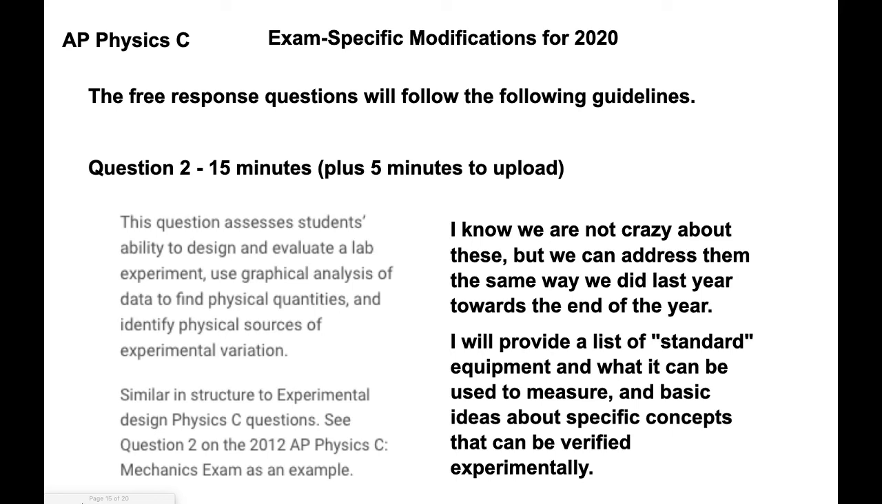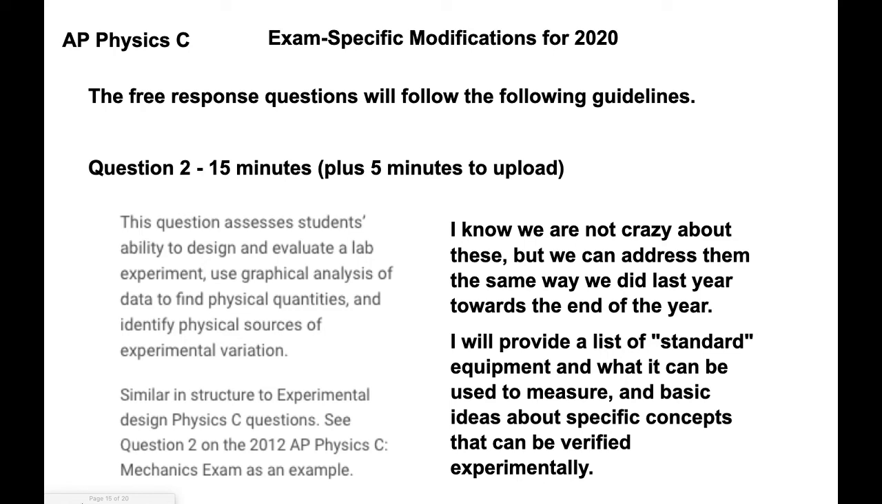So now on to question 2. This question assesses students' ability to design and evaluate a lab experiment, use graphical analysis of data to find physical quantities, and identify physical sources of experimental variation. Similar in structure to experimental design Physics C questions. See question 2 on the 2012 AP Physics C Mechanics exam as an example.